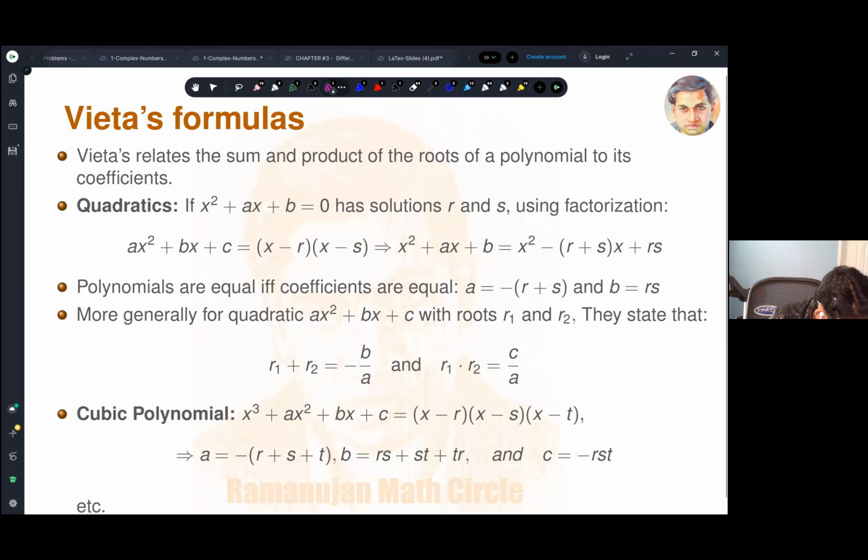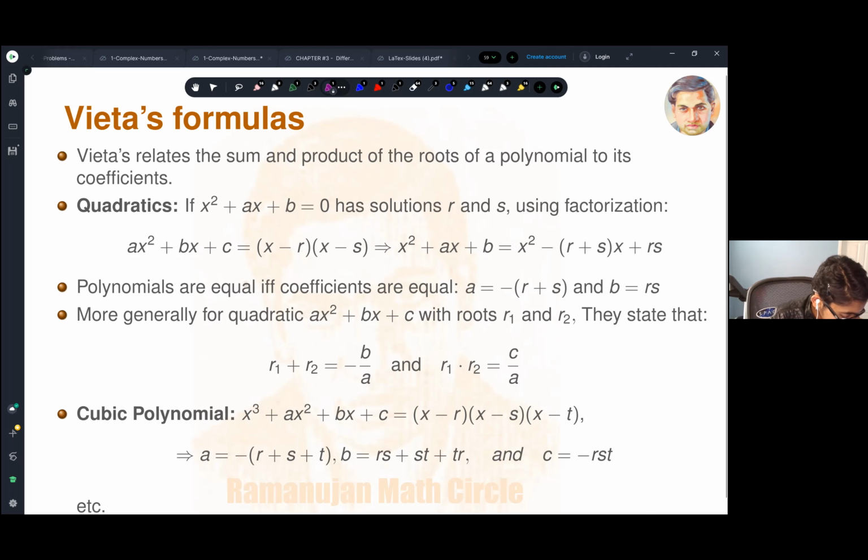Okay, so now let's look into Vieta's formulas. And I think this is one of the most important things, especially when it comes to AMC 10 and 12. It relates the sum and product of the roots of a polynomial to its coefficients, and that's a really key detail, an efficient way to solve a lot of problems. Oftentimes you can't factor and things like that, and in those cases, Vieta's comes really handy.